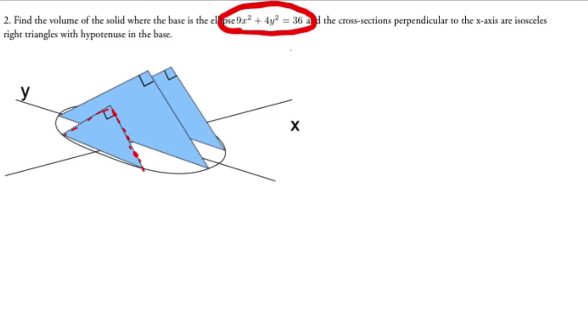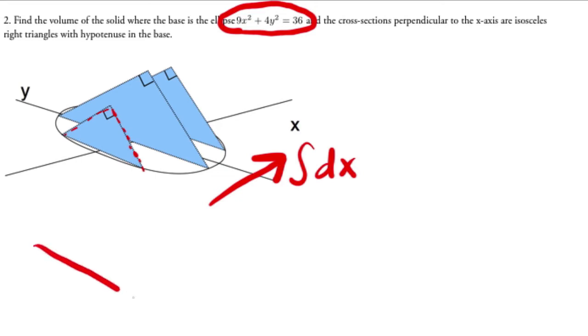Okay, so this is the equation of the ellipse, and so we'll use that. Because the cross-sections are perpendicular to the x-axis, we're going to be integrating in this direction. So we're going to integrate with respect to x. And that's important to know because when we're formulating our cross-sections, we need to have them with respect to x.